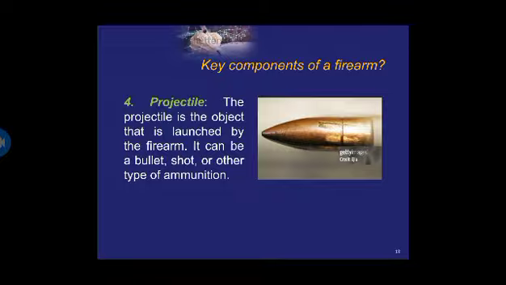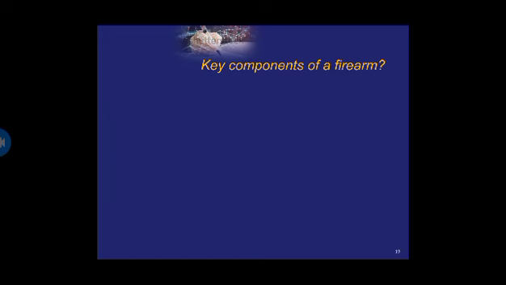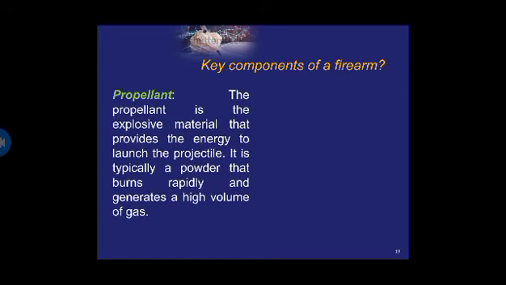Next, number four is the projectile. The projectile is the object that is launched by the firearm. It can be a bullet, shot, or other type of ammunition. We mentioned this earlier, no need to expound further. So that is the projectile.